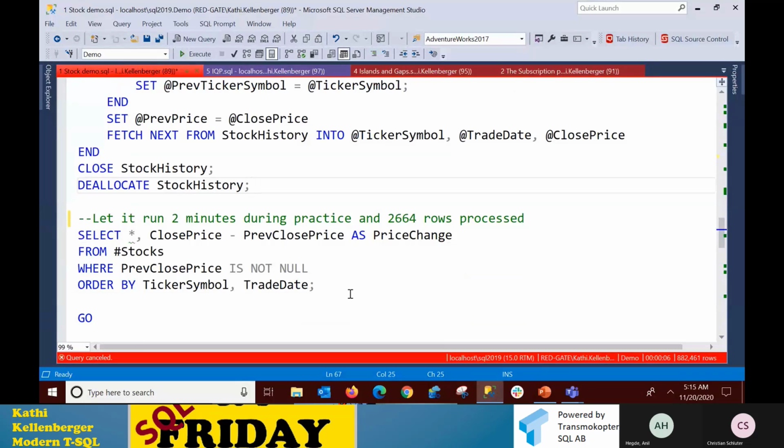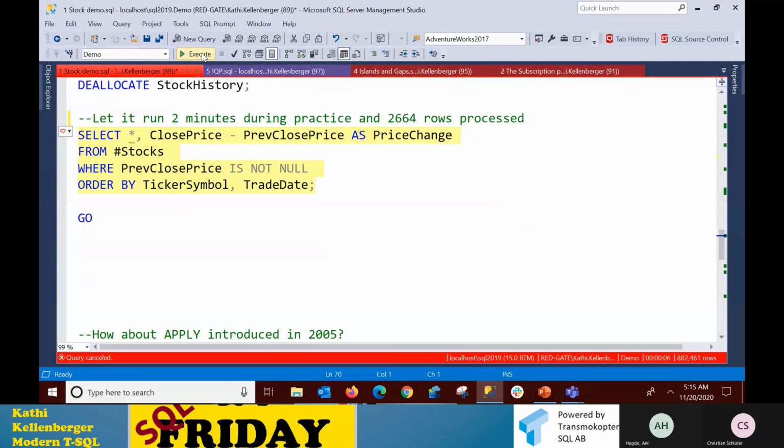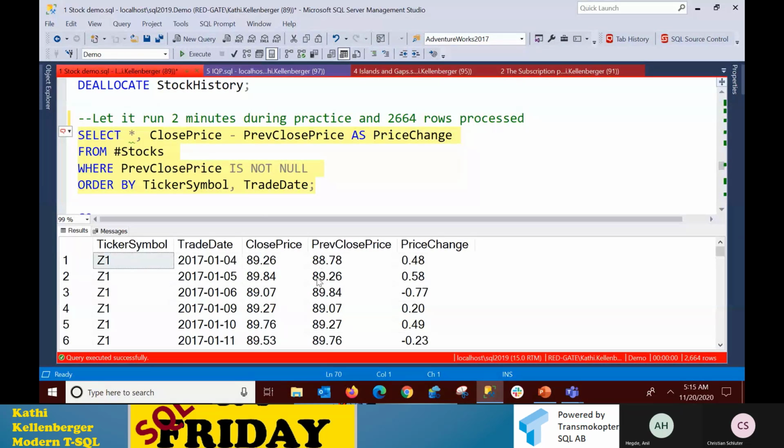I let it run 2 minutes before I came on today, and it did work, but I've only processed 2,664 rows, not the entire data set in 2 minutes. So while it does work, it is not really correct.